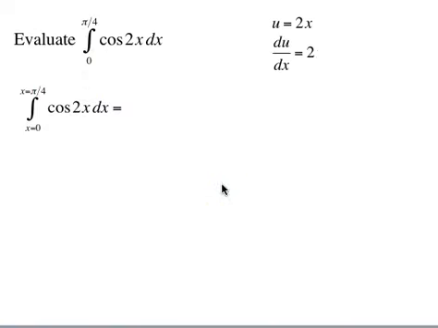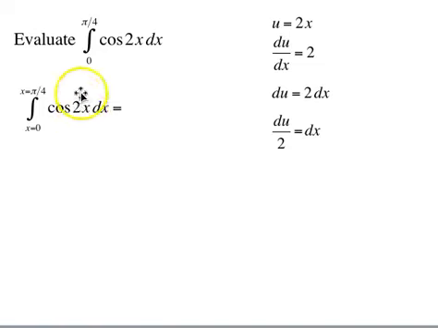Our next question is the integral from 0 to pi over 4 of cos 2x dx. This is going to require a u-substitution. I'm going to rewrite that to emphasize the fact that the endpoints are x goes from 0 to pi over 4. I want u to be 2x. So the derivative of u with respect to x is 2. du is 2 dx. du divided by 2 is dx.